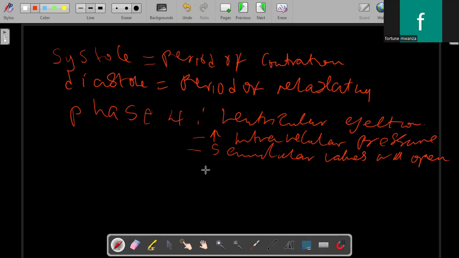When these semilunar valves open, blood will start moving out of the ventricles. So there's blood ejection. So that's phase 4. Phase 4 is going to be called ventricular ejection because of that blood ejection from the ventricles. The semilunar valves are open, and this opening is due to that increased intraventricular pressure.